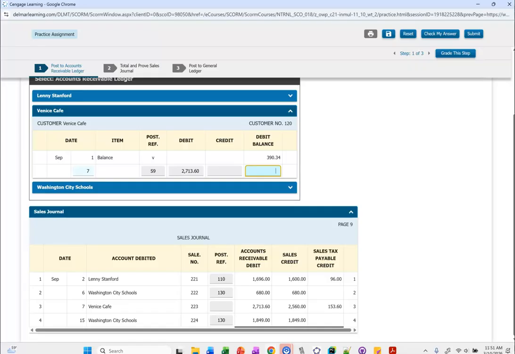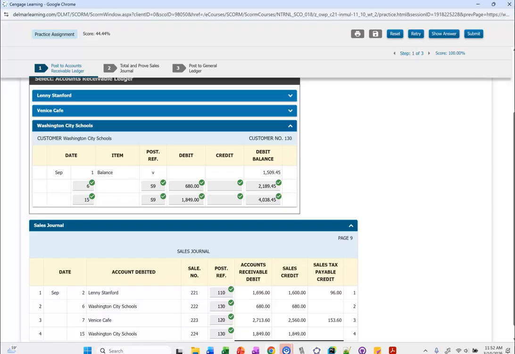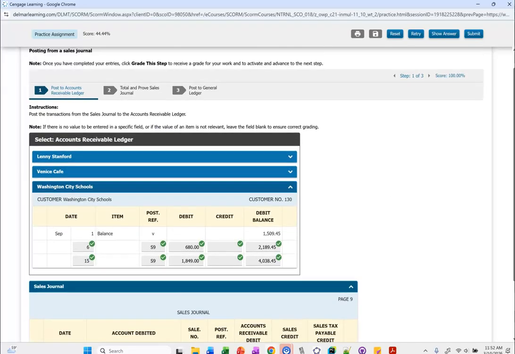Note that everything we're doing is debit, we're adding this whole time, right? There's no subtracting anything going on because these are all debits. And then Venice Cafe was account 120. So that should do it. Let's check. So everything looks good there, and there, and there. So I can grade this step and move on to the next piece.